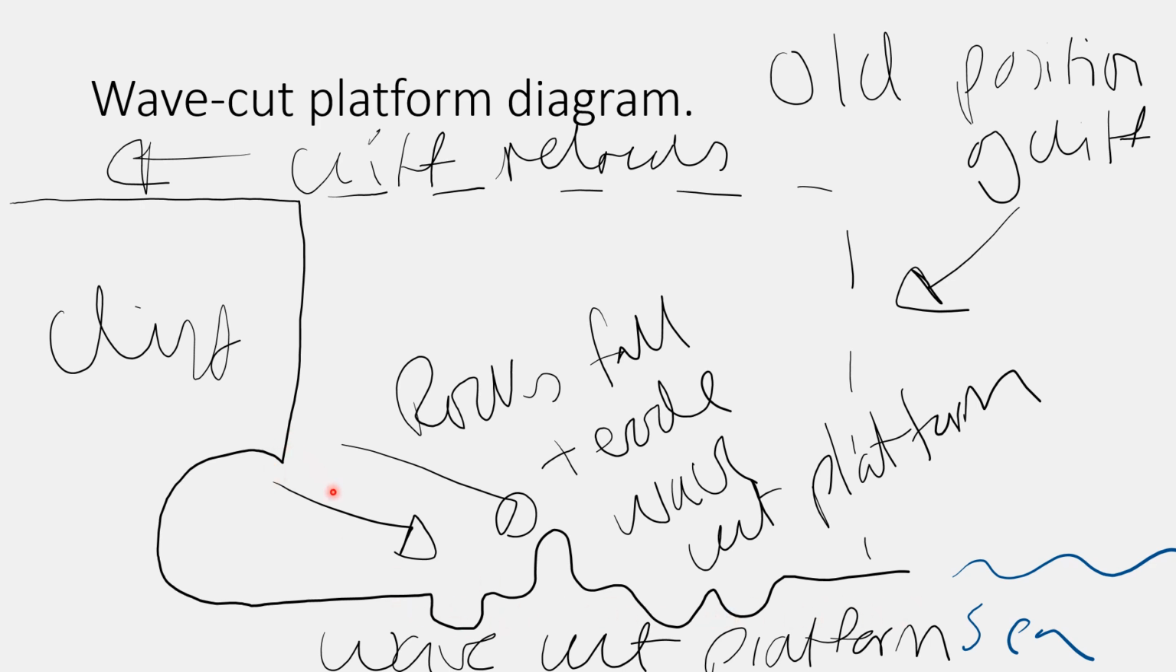We can see here that the rocks have fallen off the cliff, and as the rocks fall off the cliff, they smash into this wave-cut platform. And that process of the rocks smashing into it, that abrasion, erodes the wave-cut platform, making it very uneven, so we get little rock pools and little bits of harder rock sticking up.